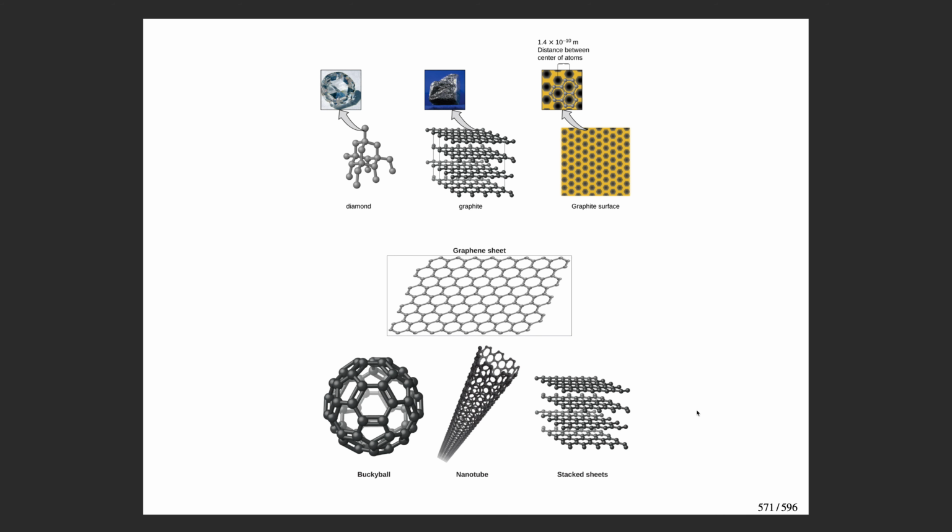Here are some more pictures of carbon. So here's the graphene sheet. Graphene sheets can be stacked like they are in graphite, or you can imagine rolling them up to form nanotubes, or curving them into these buckyball type of structures that you see here. Carbon can do some pretty amazing things.